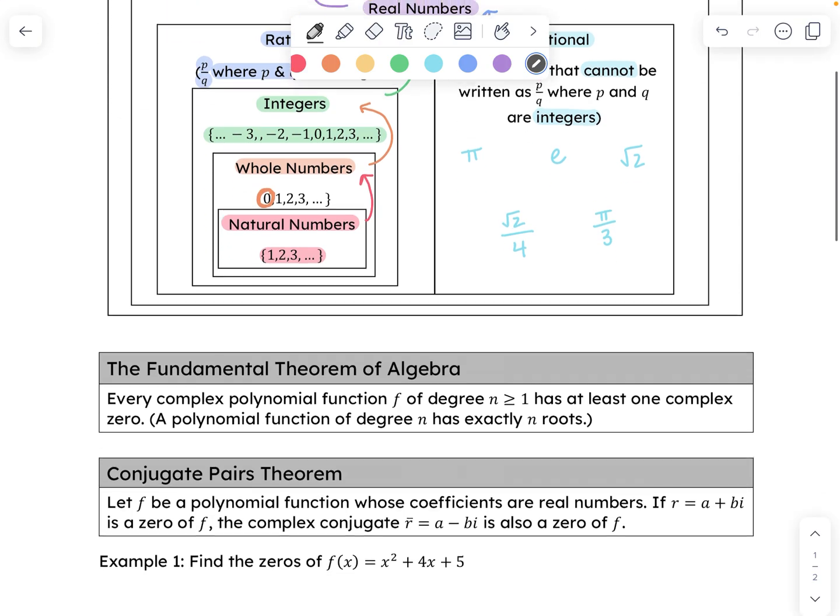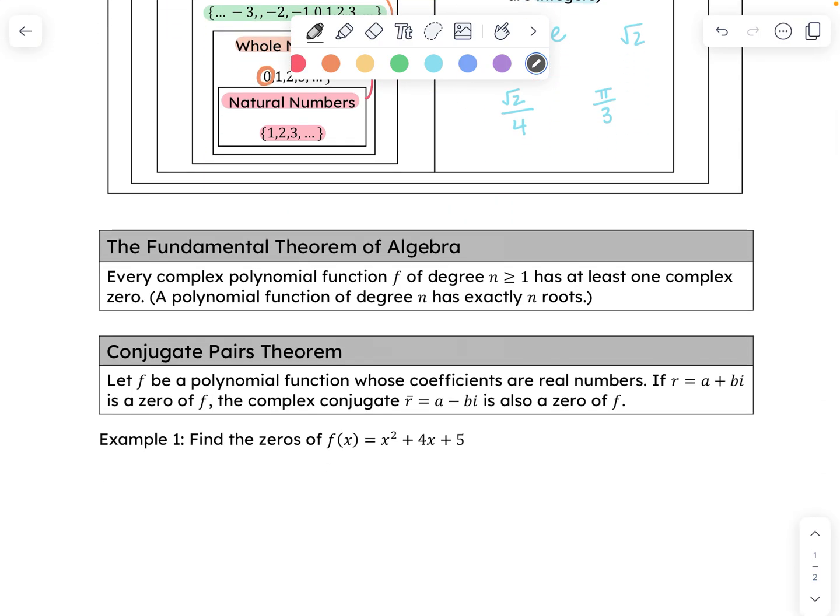Then we've got two theorems. The fundamental theorem of algebra says that every complex polynomial function f of degree n greater than or equal to 1 has at least one complex zero. A polynomial function of degree n has exactly n roots is the easier way to say that. So a polynomial function of degree n, like degree 5, is going to have n roots, so 5 roots. Degree 12 would have 12 roots. Degree 27 would have 27 roots. So whatever the degree is, that's how many roots you have.